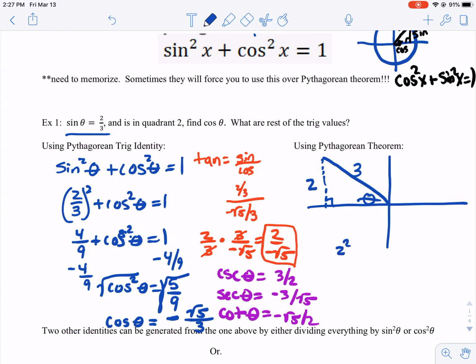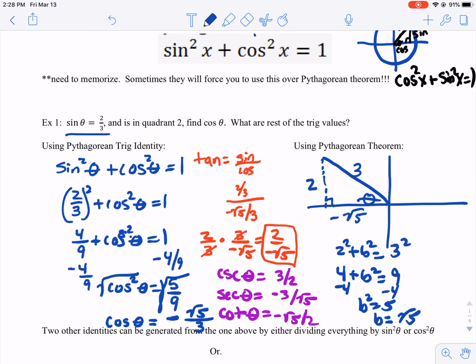So 2 squared plus b squared equals 3 squared. 4 plus b squared equals 9. Subtract the 4. B squared equals 5. So b is the square root of 5. But because you're in the second quadrant, I know length can't be negative. But when I do my trig, I'm going to put the negative on there so that I don't forget it. So now I have everything, and I just use SOHCAHTOA to get the same answers we did using the identity. So I'm not going to do it again. Okay.